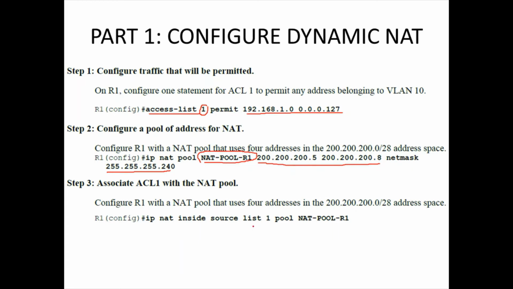The next thing you need to do is map the private IP address. How do we map it? We need to specify the number of the access list here, and also we need to specify the pool of public IP addresses. This is how we map from the private IP address into the public IP address in dynamic NAT. So I'm going to show you now.